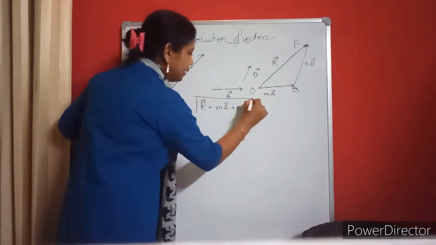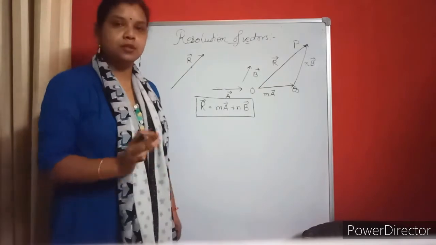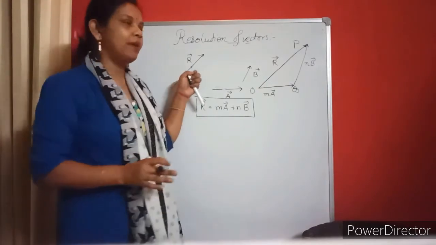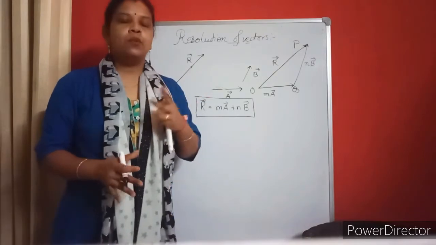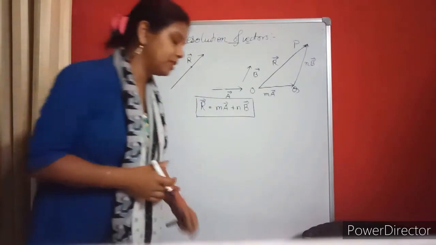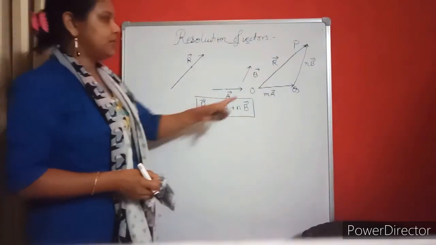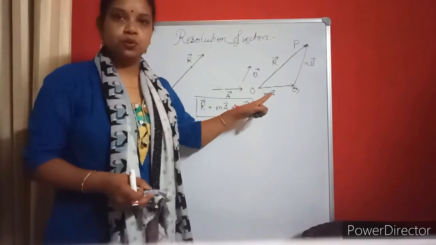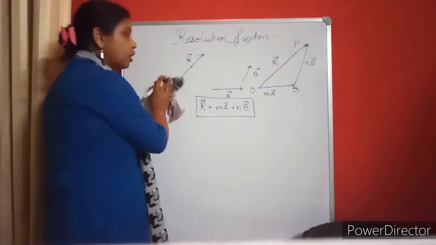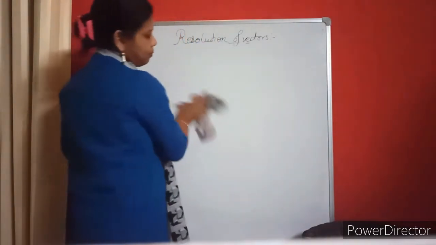So this is the method to resolve a vector into its constituent parts. It means we can resolve one vector basically into two parts. If it is three dimensional, then we can resolve into three components also, that means X, Y and Z components. Basically, if it is a triangle like this, we are not going to use it. We will use rectangular components. So let us resolve that one, which is the most important topic of the chapter.